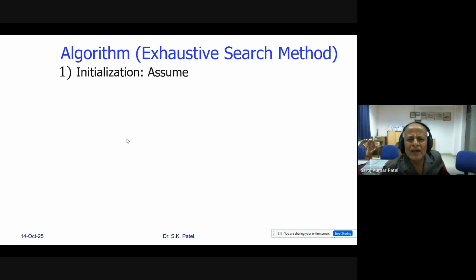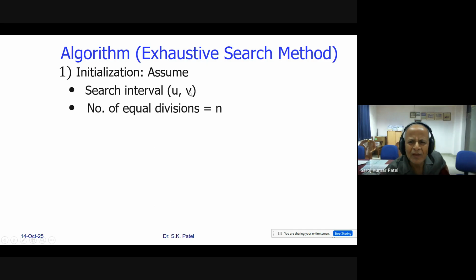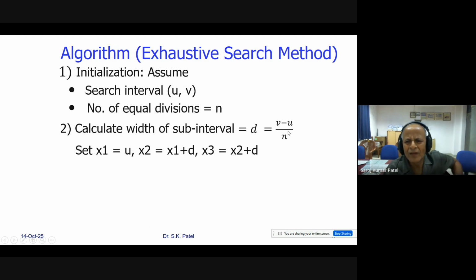So the algorithm would be like this. First, initialization. We assume the initial search interval, the values of u and v. Then n is the number of equal divisions. Then calculate the width of the subinterval, small d equal to v minus u divided by n. Then you start the first point, x1. We will take three consecutive points. You start the first point from u, the lower bound, so x1 is equal to u. The next consecutive point is x2, that is x1 plus d. The next consecutive point is x3, that is x2 plus d.